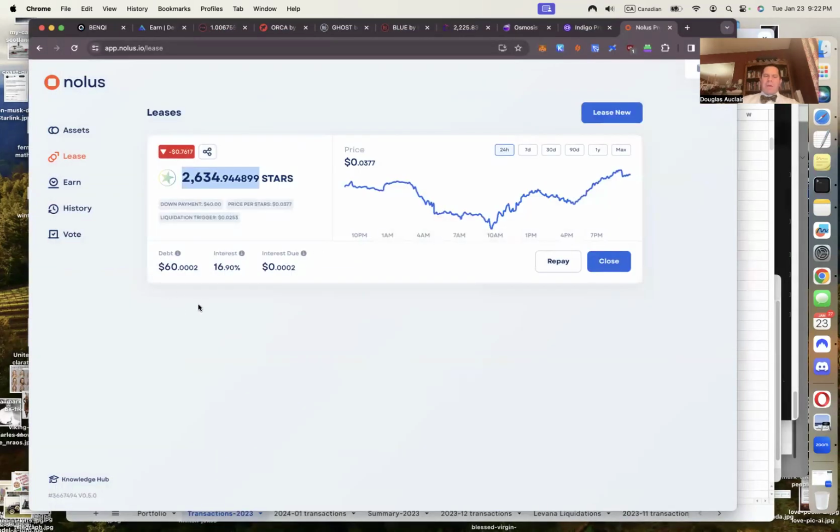And then debt. So I'm going to have to pay off $60.002 in order to close out the position. Interest, well, repay the position. Repay. Interest is 16.9%. Interest due 0.002. So it looks like they're already charging interest, even though that was crossed out. Whatever, we shall see. Okay, great.